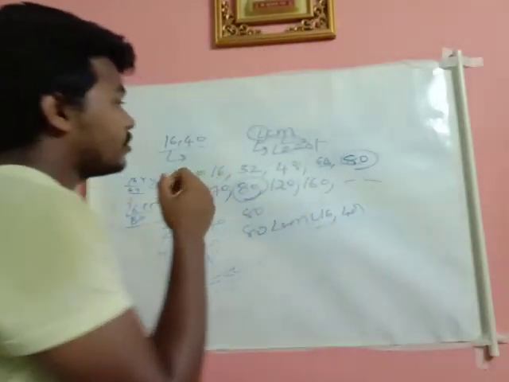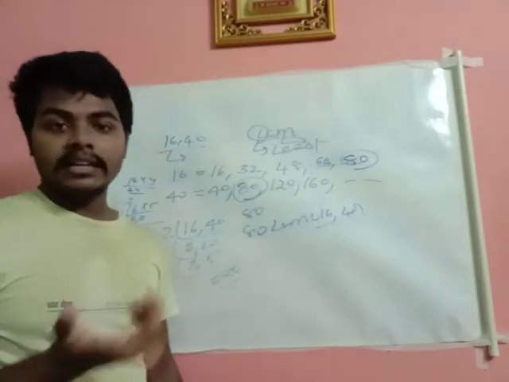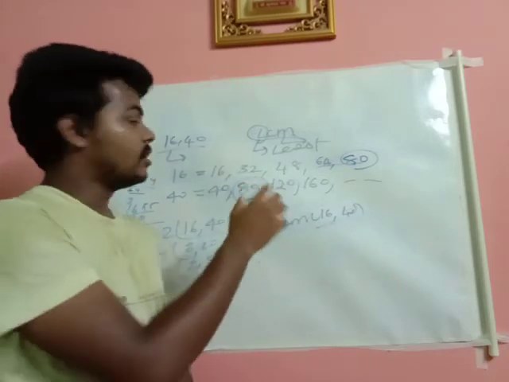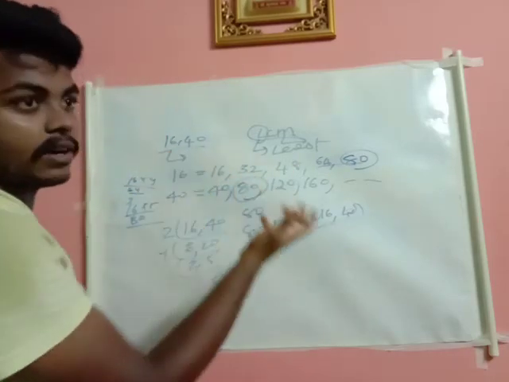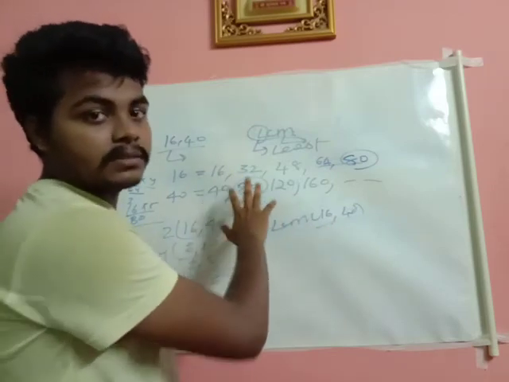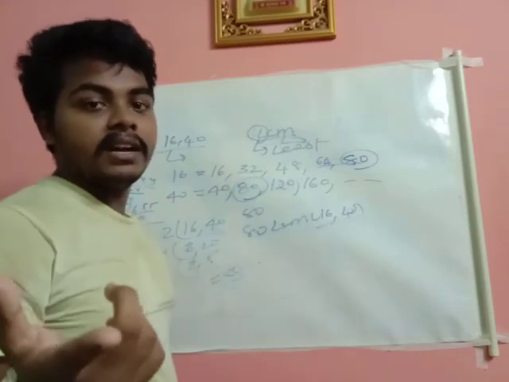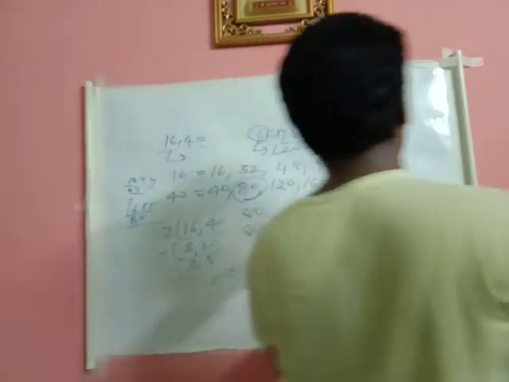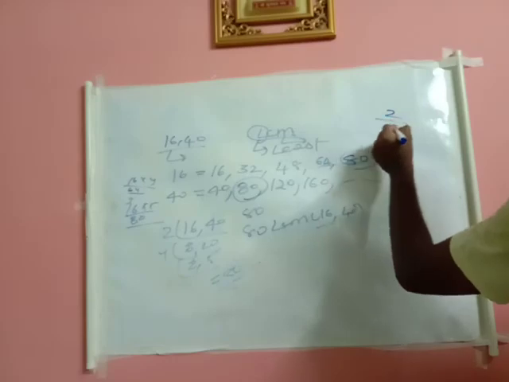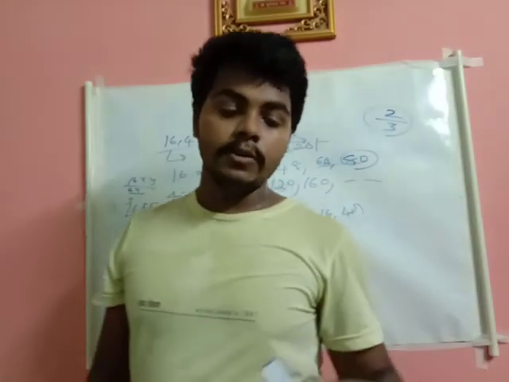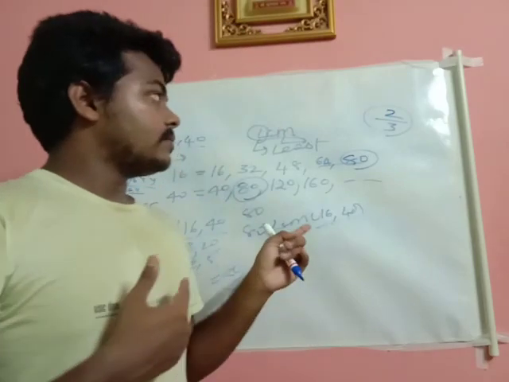So let me try to get the HCF and LCM of fractions. These were all integers. 16 and 40 are integers, so it's not difficult to find the HCF and LCM of integers, but you will find difficulty when finding the HCF and LCM of fractions. For example, if they ask what is the LCM of 2 by 3, what is the HCF of 2 by 3, what will you do?